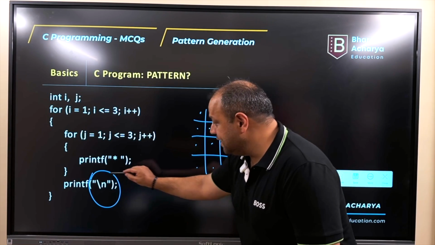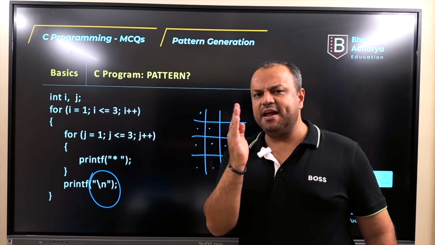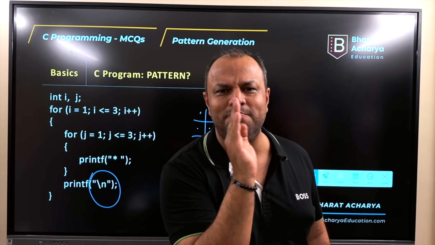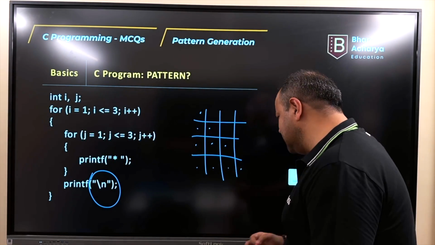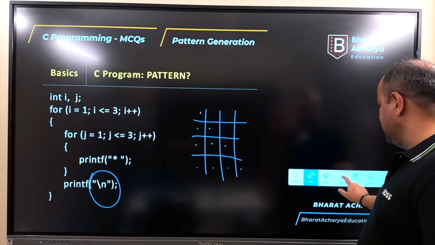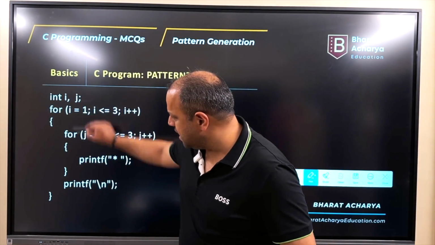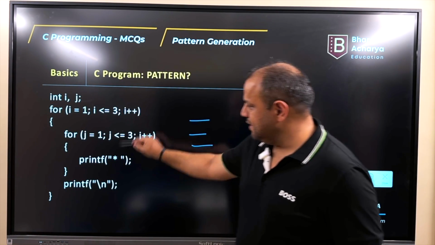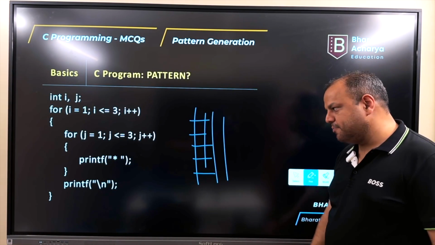Are you clear? There is no printf \n inside the inner loop. That means every iteration of the inner loop stays on the same line. That means the inner loop makes the columns, the outer loop makes the rows. Are you clear? You understand this basic, you'll find pattern generation very easy. I say again for the last time, the outer loop makes the rows, the inner loop makes the columns. And that is how you generate your pattern.